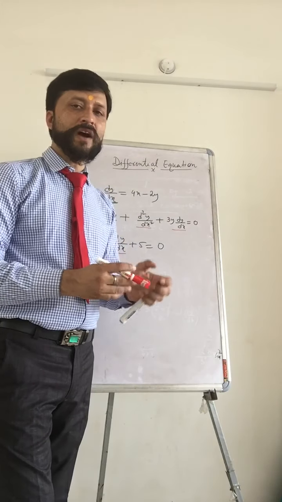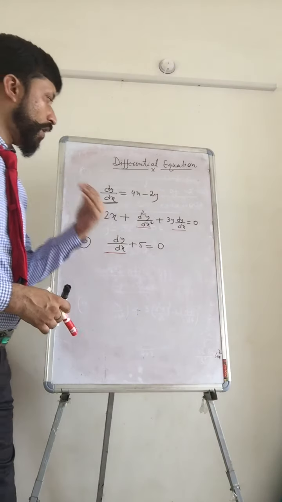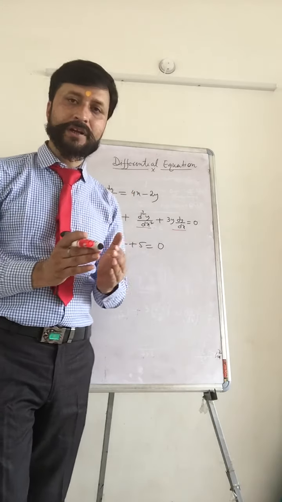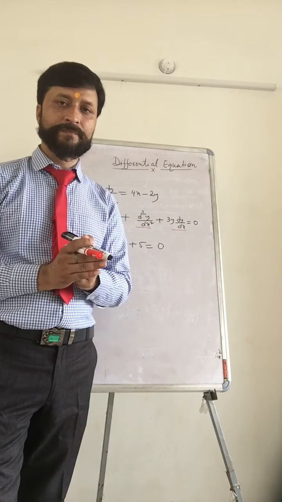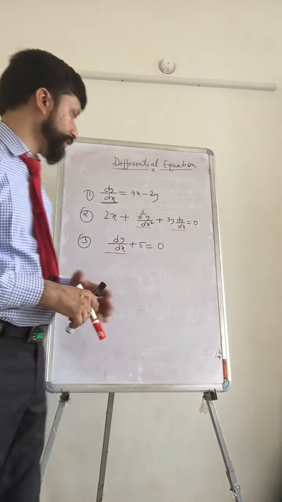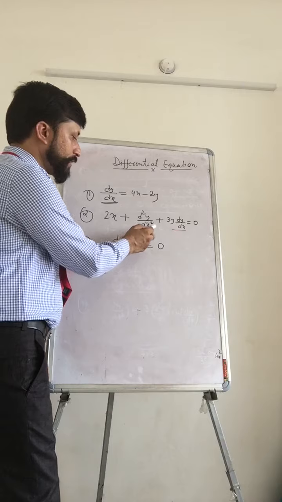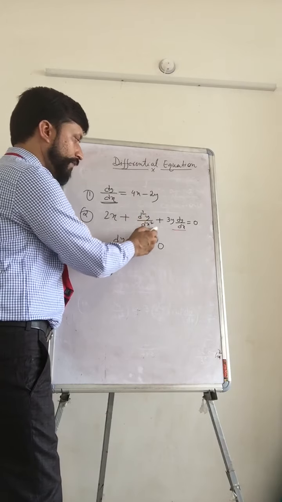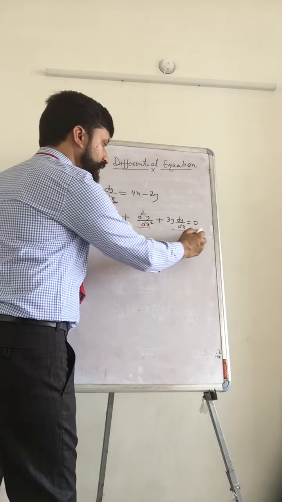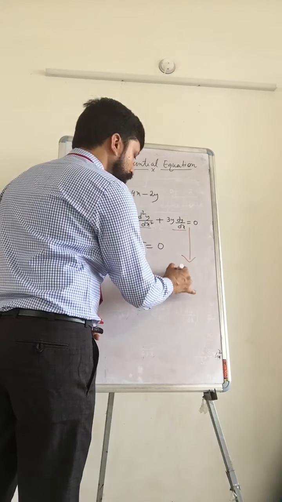Now, how to find the order and degree of a differential equation? What is the order of a differential equation? The highest order of derivatives appearing in the differential equation is called the order of the differential equation. Say here, in this differential equation, the highest order derivative is this, and it is of second order. So the order of this differential equation is 2.